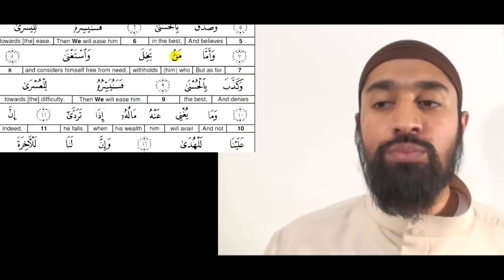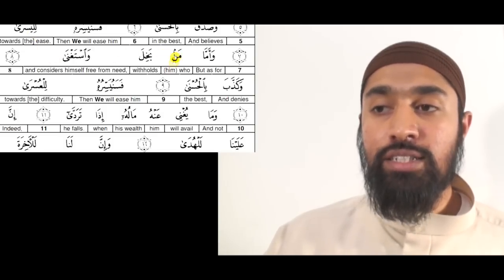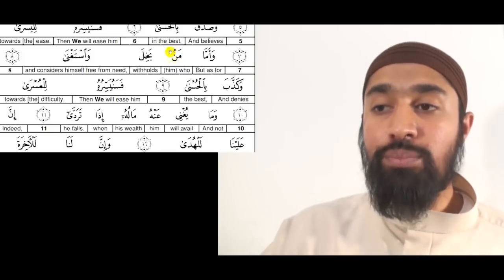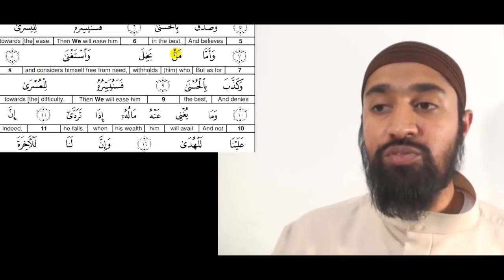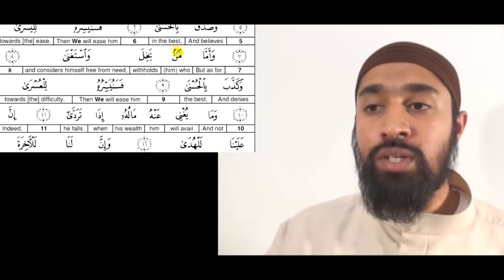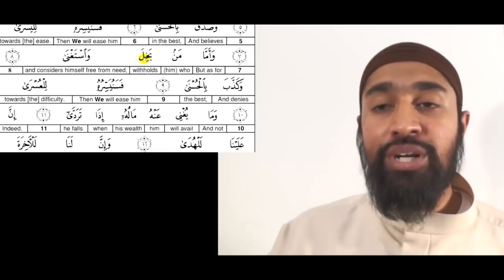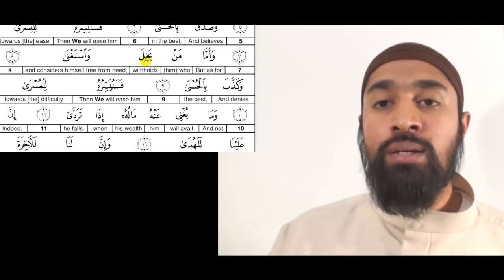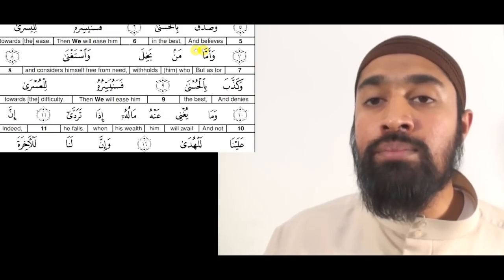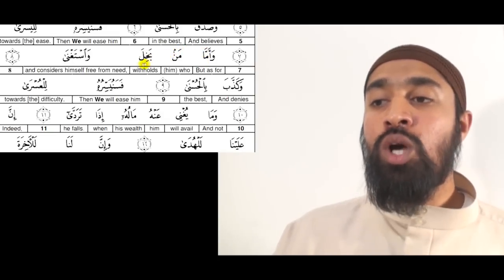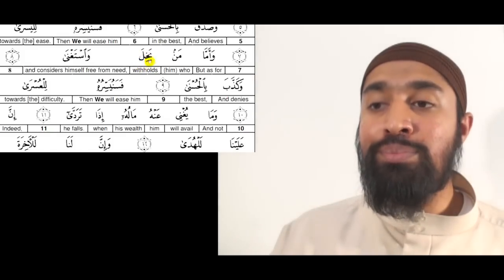Noon sukoon followed by the ba. So what do you see here? You automatically see the baby meem. So what do we do with a baby meem? Some of you have taken this in the class and some of you haven't reached this rule yet. It's a baby meem. The meem is going to make a vibrating sound between our lips. Mam bakhila. Wa amma mam bakhila.